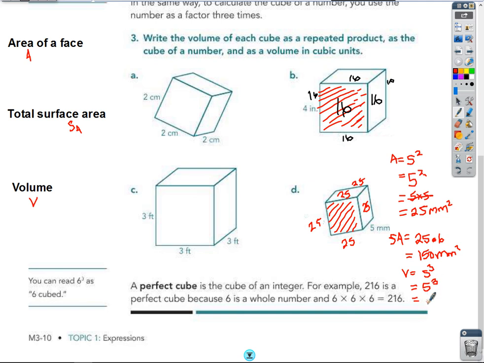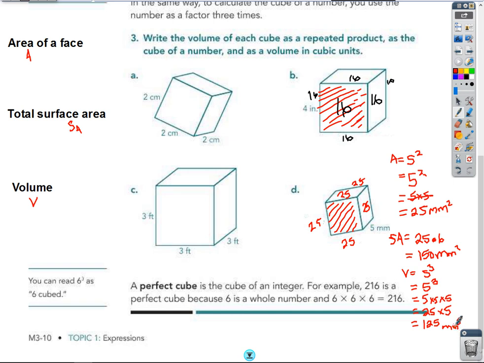So 5 to the third would be 5 times 5 times 5, and 5 times 5 is 25 times 5, and 25 times 5 is going to be 5 times 20 is 100, 5 times 5 is 25, so 125 altogether. So the total volume is 125 millimeters cubed.